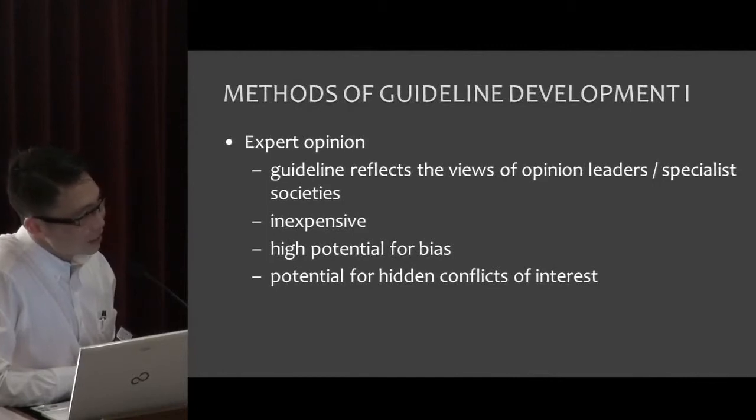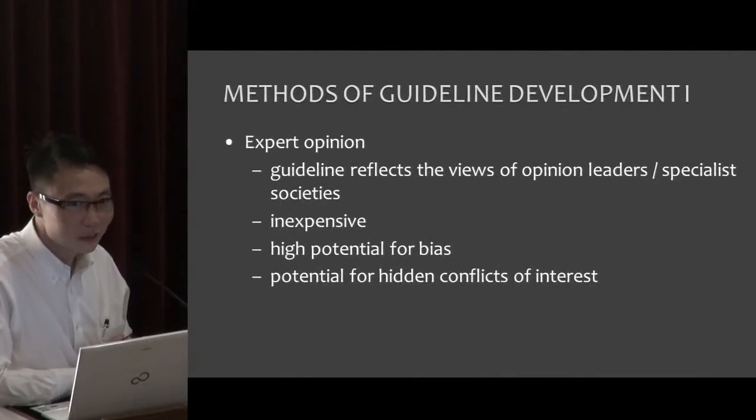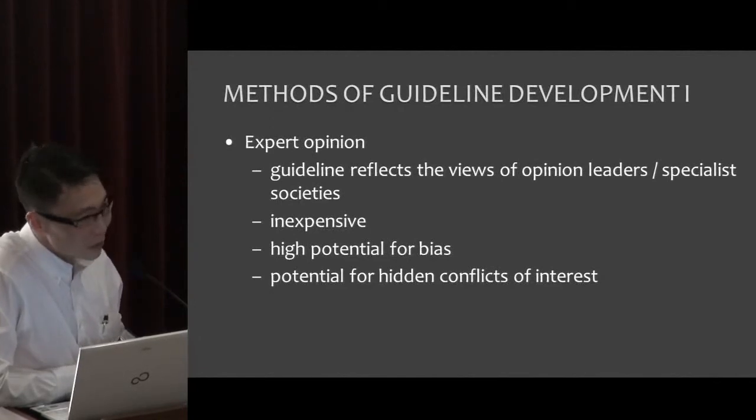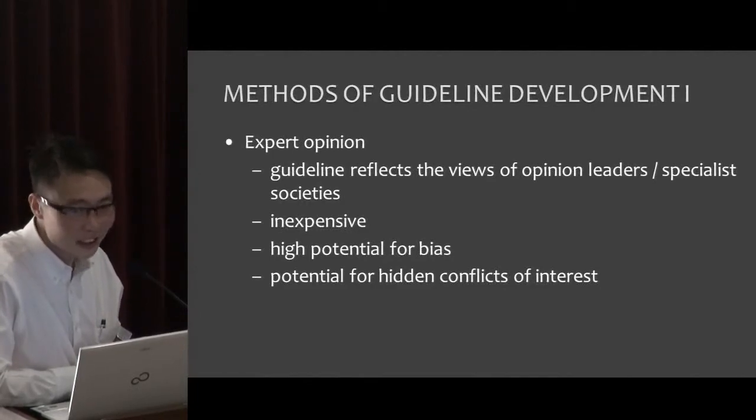So traditionally, in the old days before the advent of evidence-based philosophies, that is how guidelines were developed. It's the three wise men approach. You get enough wise people together, and hopefully what they say would make sense, right? It's an inexpensive way of doing things, because usually these wise men will volunteer their time. They just need to sit together for an afternoon or so to share their opinion.